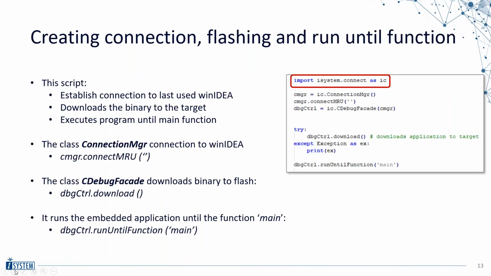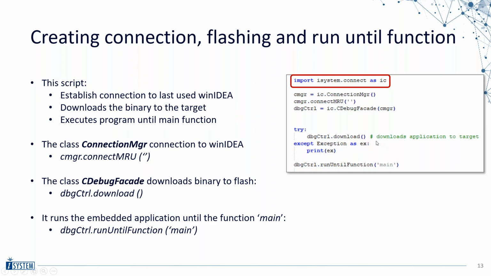So let's jump into the first simple script. For Python, we import isystem.connect as IC, and then we need to create an instance of the connection class. We need to open a winIDEA session, and we create a so-called debug facade. Debug facade is a class that has a lot of functionality needed for debugging, like breakpoints, run control, etc. And in this case, we will flash the binary.